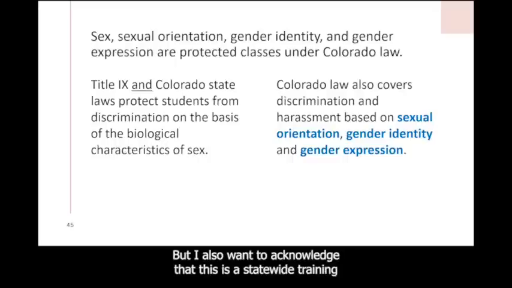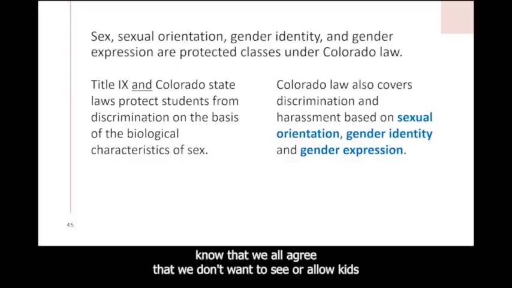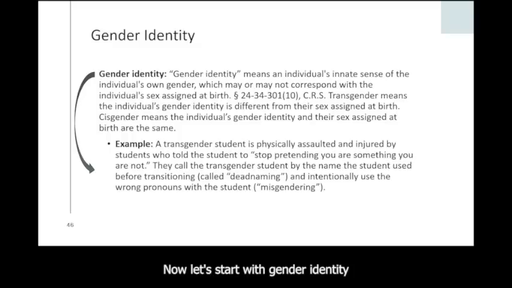But I also want to acknowledge that this is a statewide training and there are differences of opinion and beliefs on these topics. However, I know that we all agree that we don't want to see or allow kids to be bullied or harassed, no matter what the protected class is. If a student is being physically or sexually assaulted in the halls, we intervene, period. We don't think about what the student's protected class is to decide if we intervene. So I know we are on common ground here that we want all kids to be safe and welcome in school. Now, let's start with gender identity.